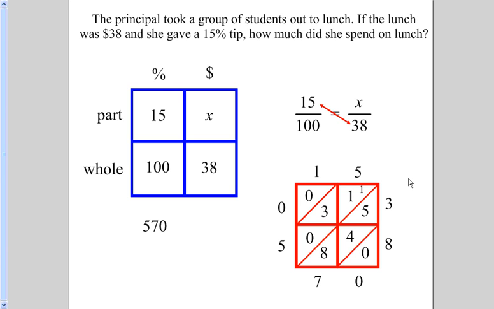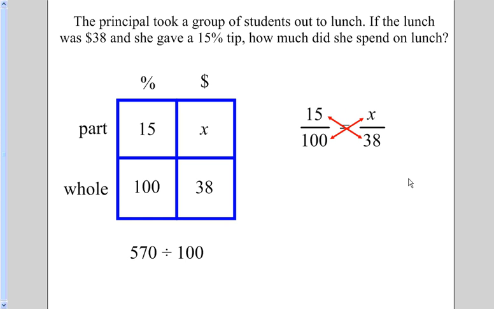And now we need to divide this by 100. And let's clear off the table that we used over there for the lattice method and clear some space for ourselves and look at how we can divide 570 by 100.